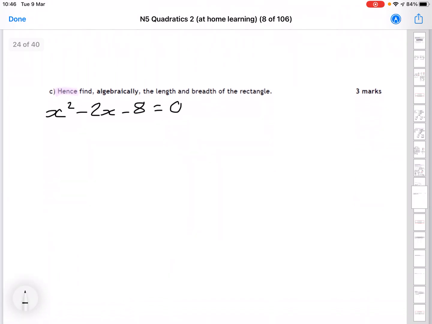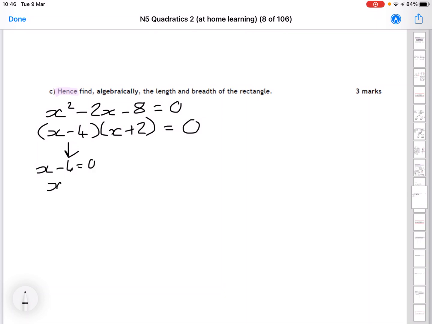So we need to factorise this. It's a trinomial, so double brackets. We're looking for the numbers that multiply to minus 8 but add up to minus 2. So it's going to be minus 4 and plus 2. Minus 4 times 2 is minus 8. Minus 4 add 2 is minus 2. So if we take our two answers here, we've got x minus 4 equals 0, so x is 4. And we've got x plus 2 equals 0, so x would be minus 2.